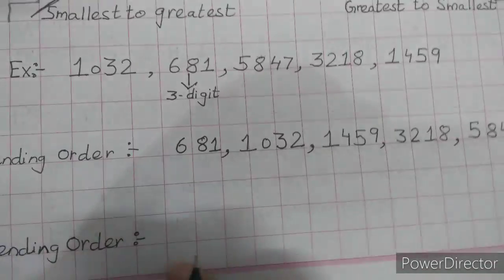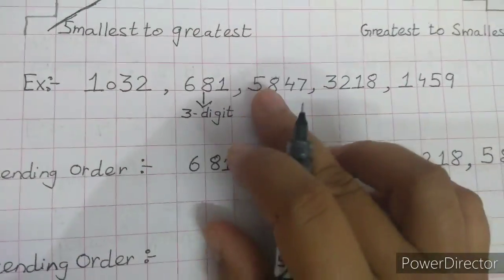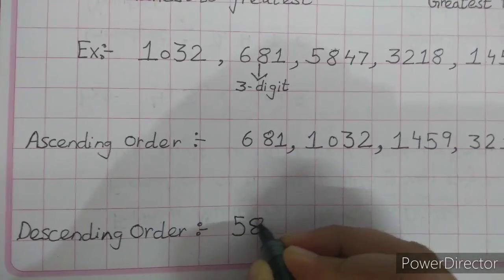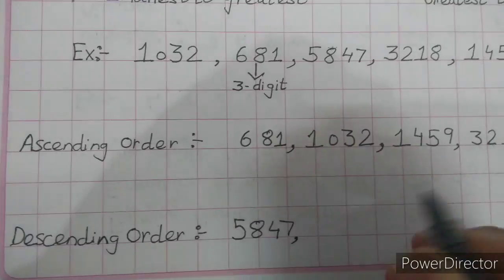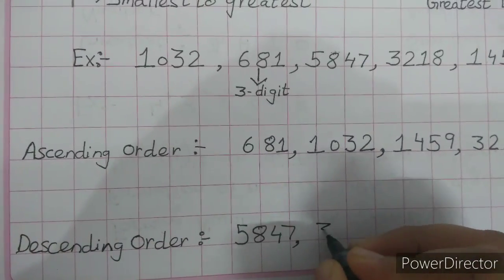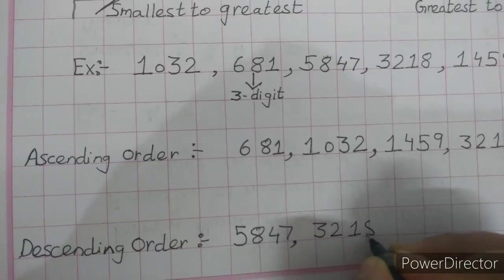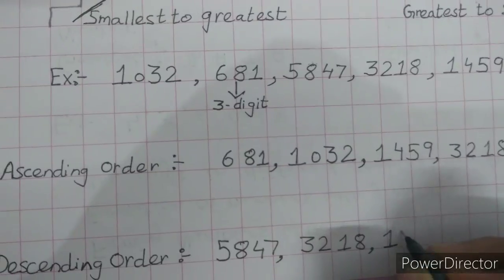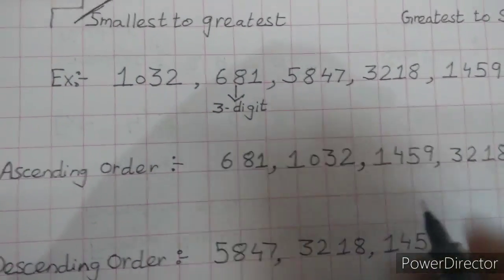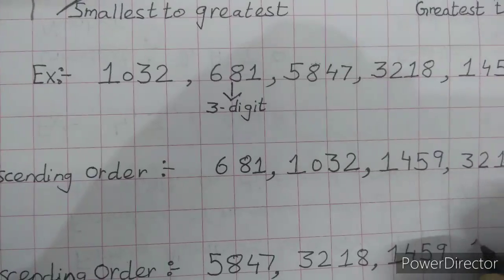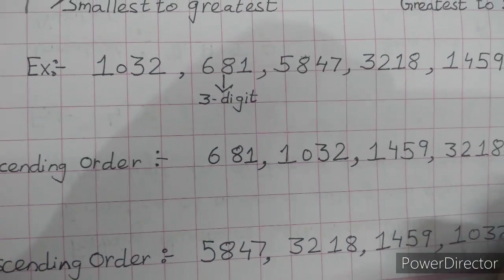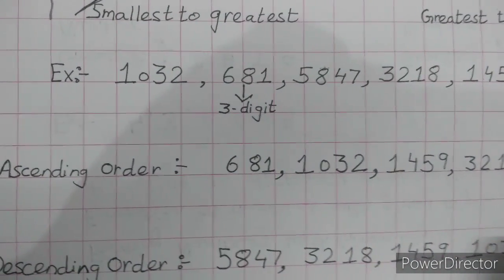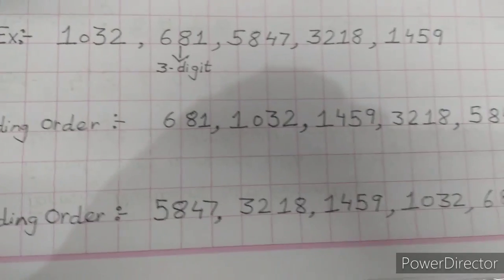While writing in descending order, we will go from greatest to the smallest. So the greatest number is 5847. After this, smaller than this is 3218. After this, next is 1459. Then it will come 1032, and the last one will be 681. That is how we will write ascending and descending order.